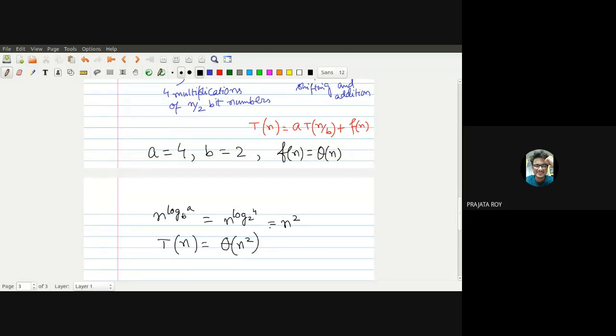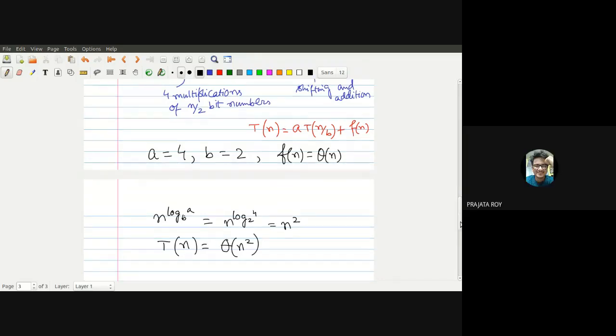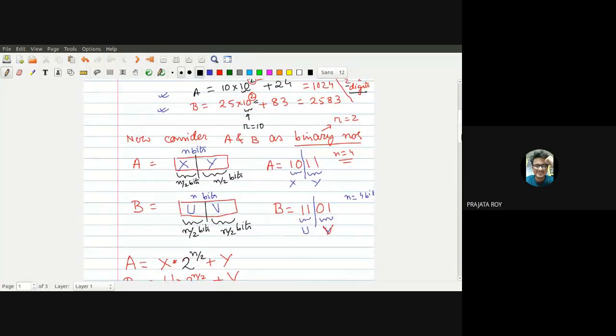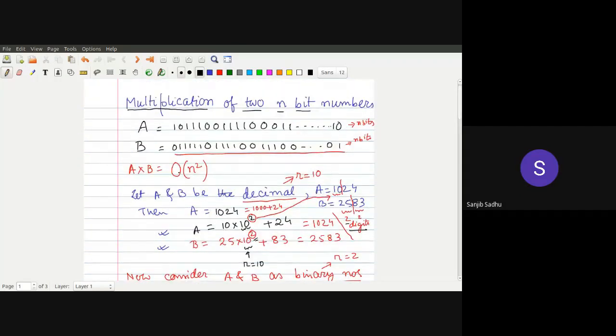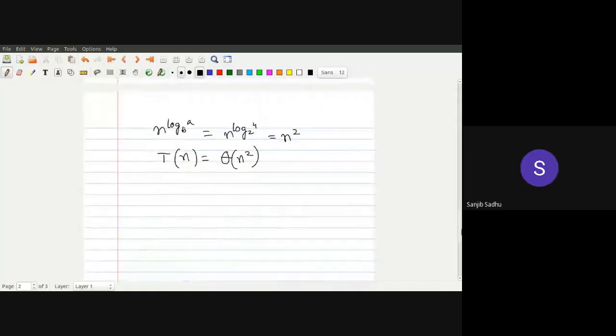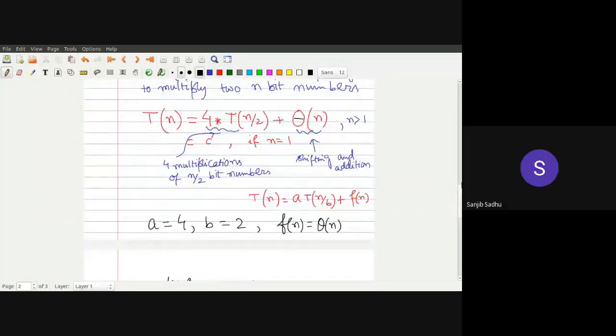N square, sir. So, is it improved? Tell me, is it improved? No. Initially also you see it took theta of n square. Now also it is taking theta of n square, so no improvement. No improvement. Now what can we do?